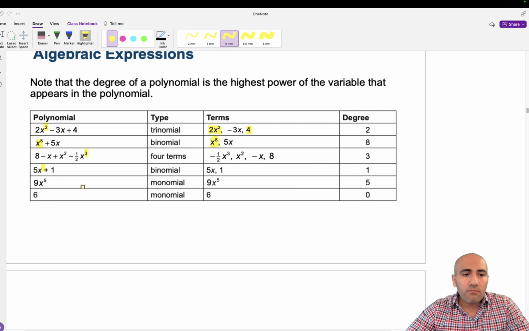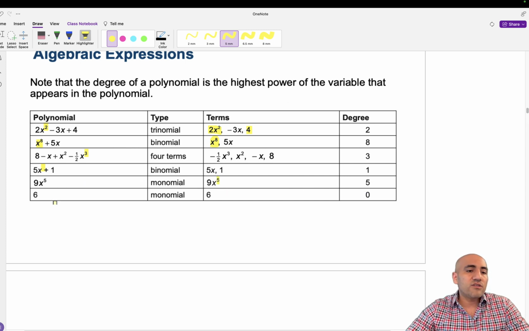Good. The last 2 are monomials, right? So this qualifies as our standard monomial. It's a multiplication of a number times the variable raised to a power that's either a counting number, positive counting number, or 0. And in this case, it's a 5. Okay, so it's a monomial of degree 5 since it's the highest degree that we see.